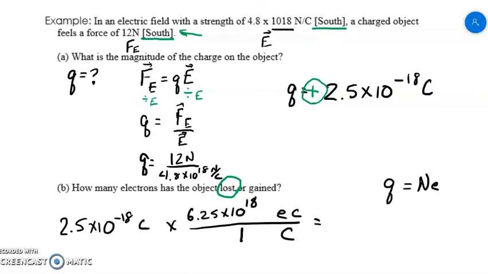When you multiply those things, you get 15.625. So 15.625 ECs. We said last video that ECs have to be measured in whole numbers, because this can't be 15.625 electrons. That doesn't make sense. There's no such thing as 0.625 of an electron. So according to our rule, we round this down, and our final answer would be 15 electrons lost.